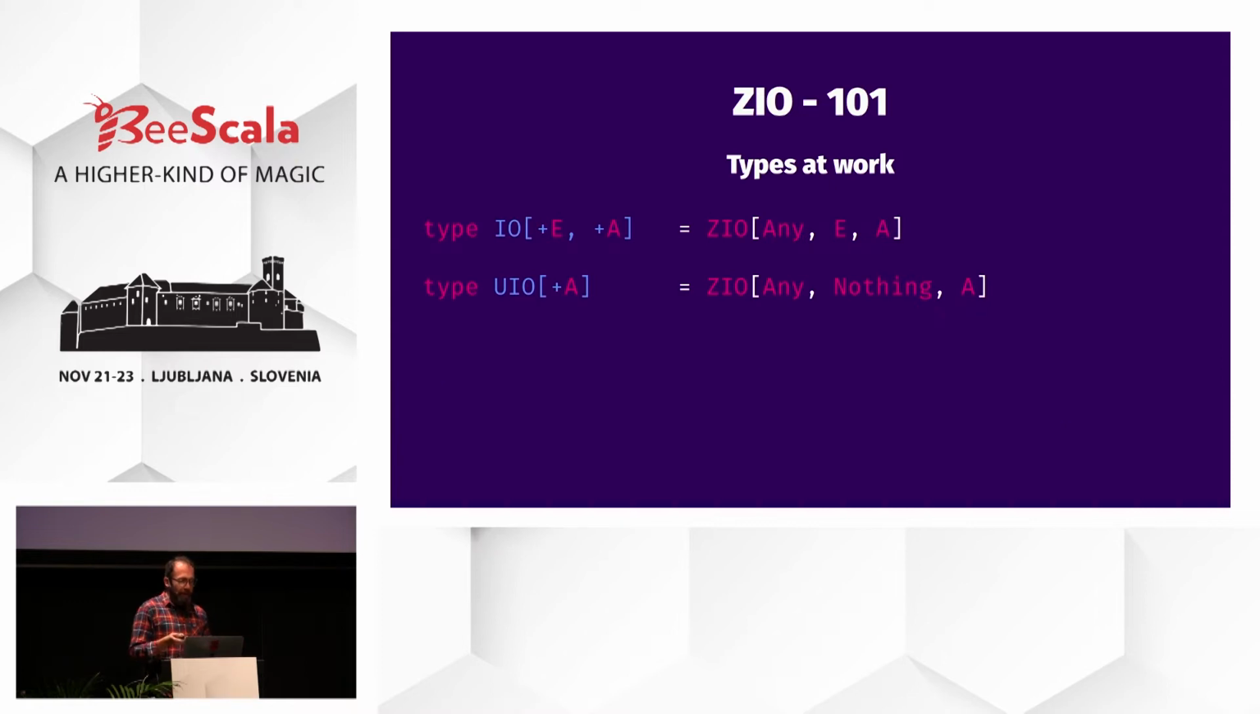Useful aliases introduced by ZIO are IO of E, A, which is a ZIO that doesn't have any requirements, and UIO, which even eliminates the possibility of failing. So if I handle a UIO, I know that this cannot fail at all.